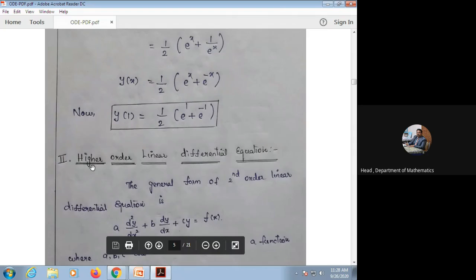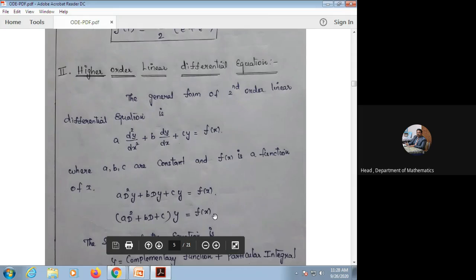The second topic is higher order linear differential equations. We know higher order means the order is more than one. Here is the general form of a second order linear differential equation: a into d squared y by dx squared plus b into dy by dx plus cy equal to f of x. Here a, b, c are constant terms, and the right side f of x is a function of x.